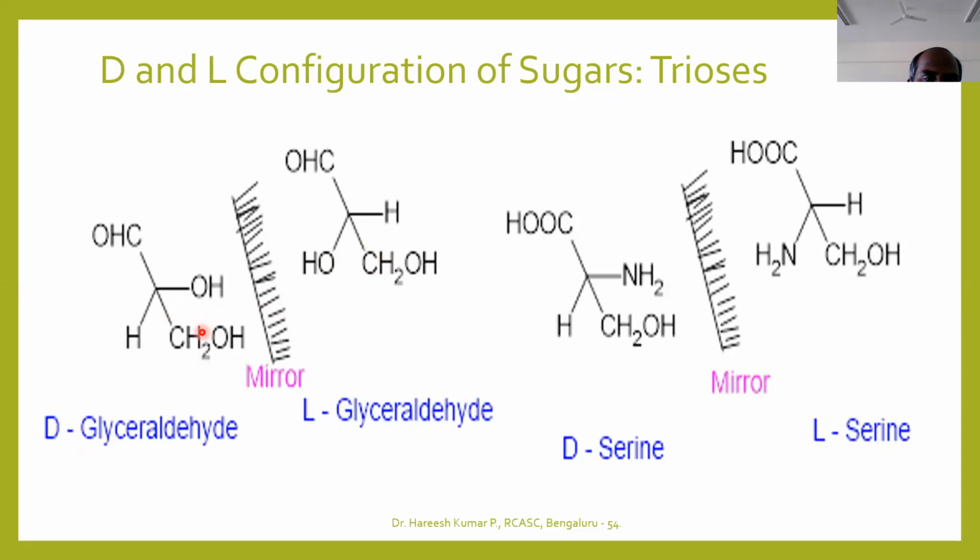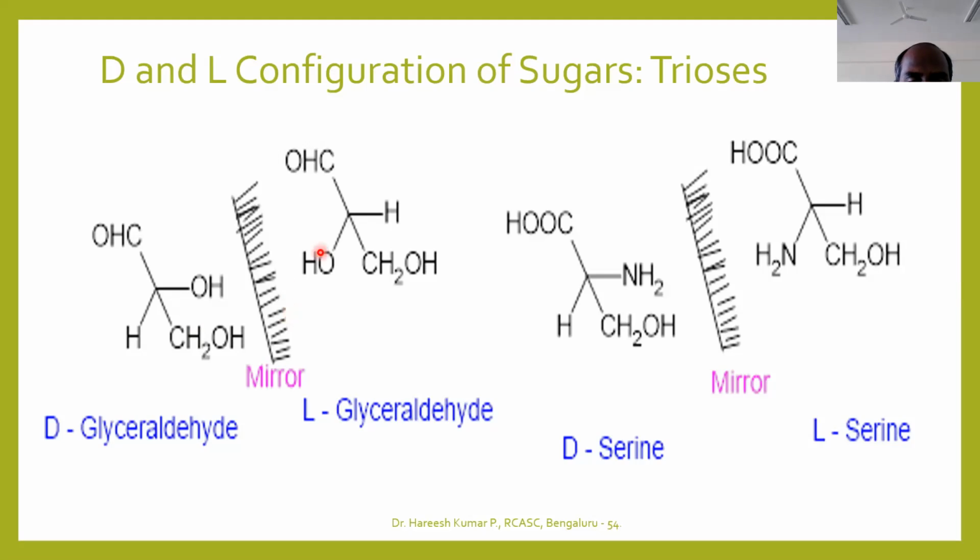But here you are assigning an absolute configuration, that is D and L. So D can be assigned if the hydroxy group is on the right hand side. L can be assigned if the hydroxy group is on the left hand side. And this will be the mirror image. So that means these two are the enantiomers. So this is one example I have taken.